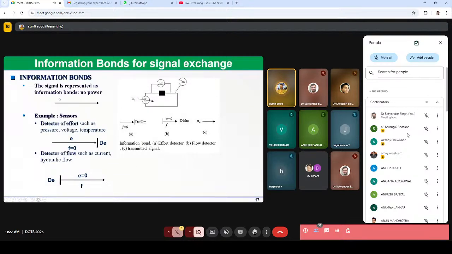Then there is another type of bond that we use here, with the full arrow. In this case, they are just the signal bonds, and they are used to represent the signal processing in order to represent the sensors. For example, it could be the effort sensor, or detector of effort. In this case there will be no flow, only the effort, and this represents the sensor used for measuring the effort, such as pressure, voltage, temperature. And then there could be another sensor, the detector of flow, in which the effort will be 0 and the flow will be measured, for example current, hydraulic flow, etc.